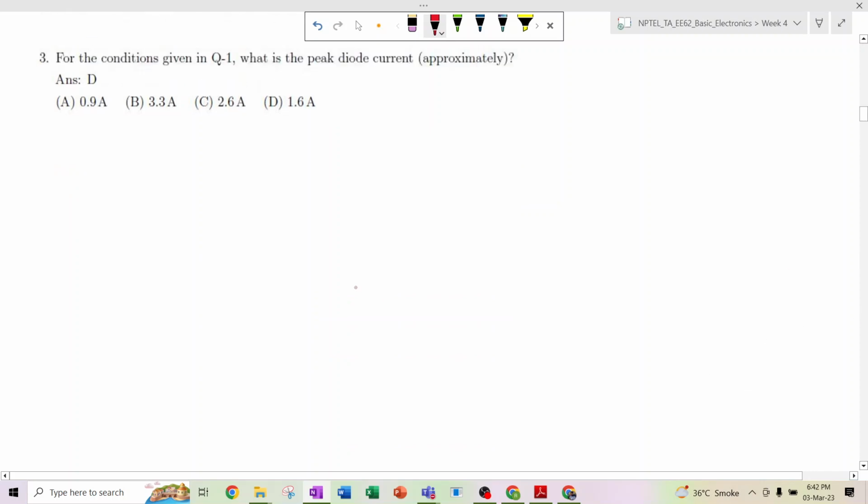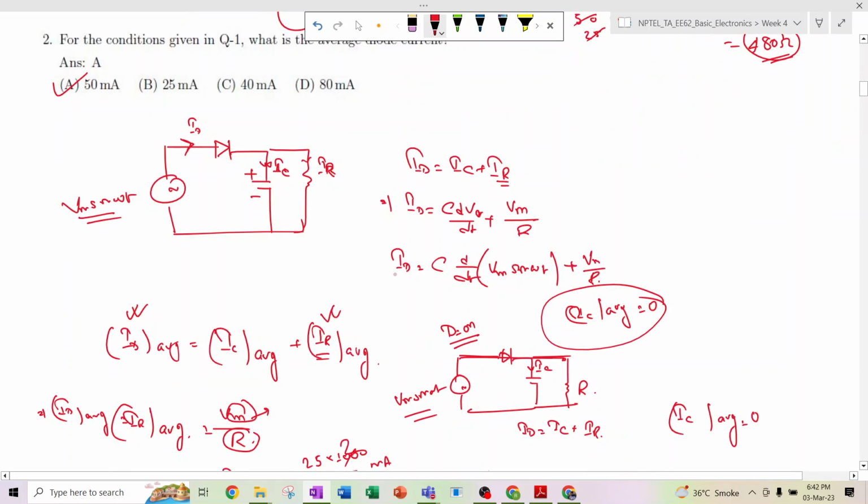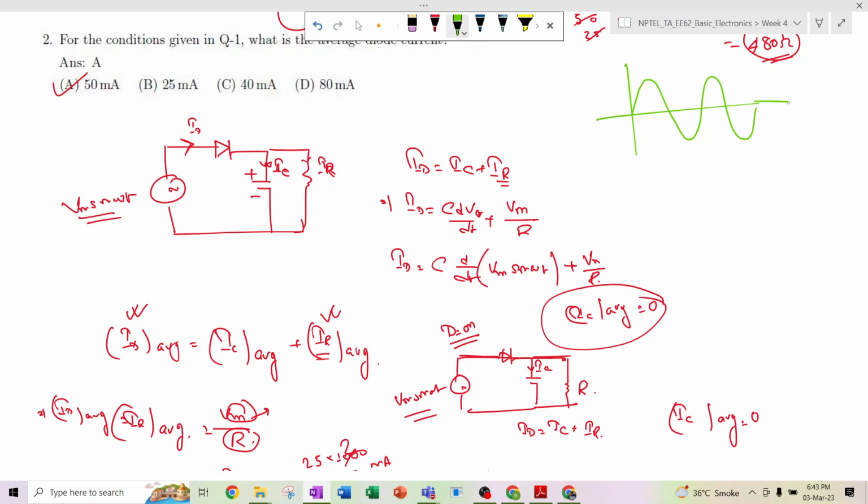Sir, how is it going to cancel out? Okay, actually you have to plot how this capacitance value will be. So the capacitor gets charged and then it gets discharged, then charged, and then again gets discharged.